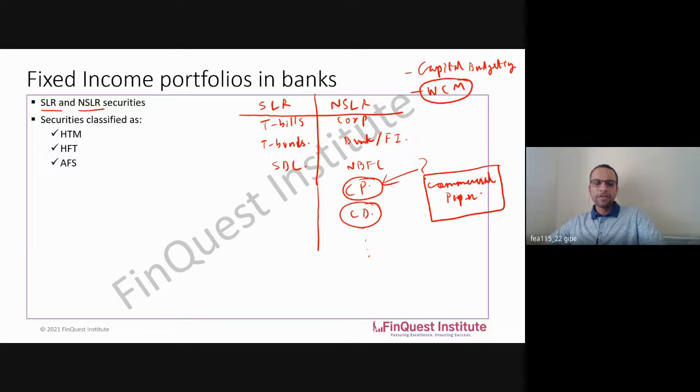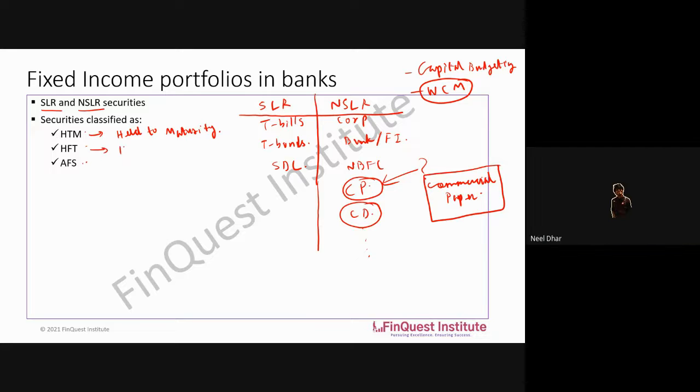Now, security classification based on HTM, HFT, and AFS. So was this covered as a part of your financial statement analysis? Are you guys familiar with these terms? Held to maturity. HTM we know is held to maturity. HFT, only the terms were introduced. I don't think we went into detail.